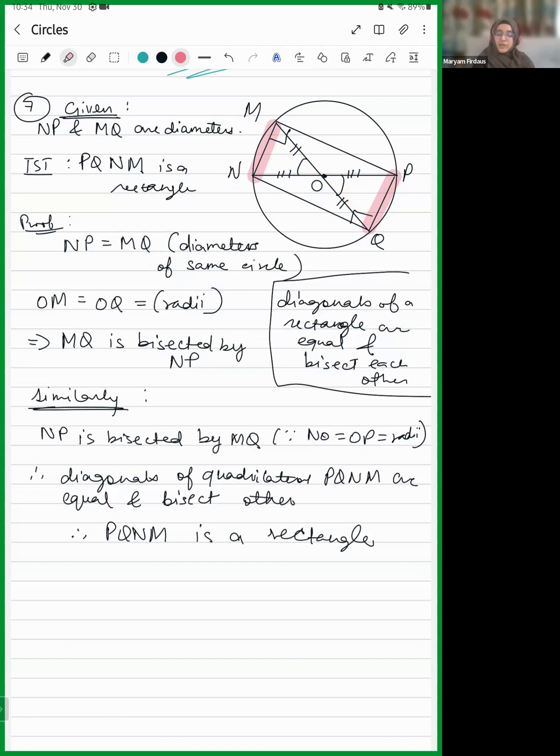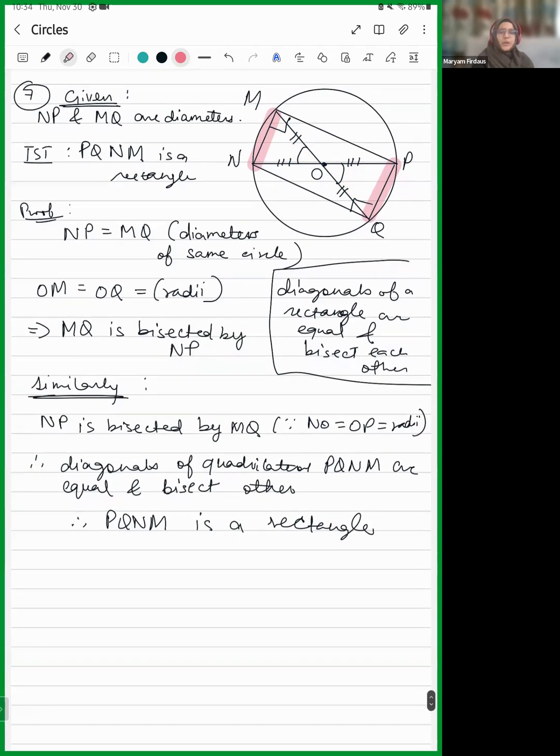So there are two ways of doing this. We did the one which was easier. In the way we have done this one, you don't have to prove any congruence or anything. So this one was pretty simple.